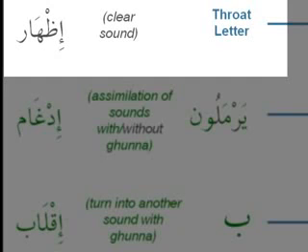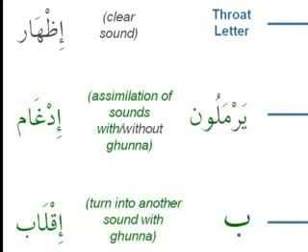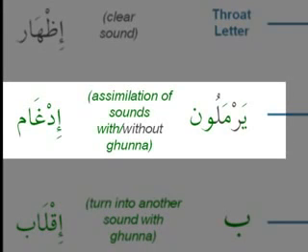Then the Noon Saakin or Tanween is pronounced clearly, and this is known as Idh-haar. If Noon Saakin or Tanween is followed by any of what we call the Yarmaloon letters, i.e. the letter Ya, Ra, Mim, Lam, Waw or Noon, then we are going to do an assimilation of sounds, and this is known as Idghaam.